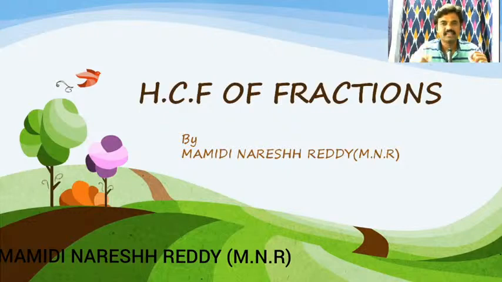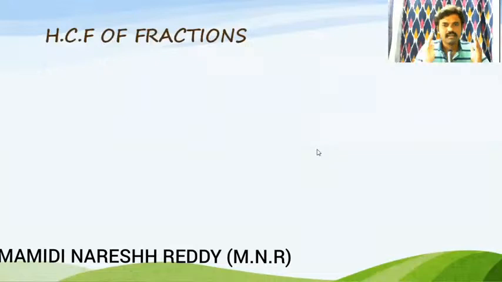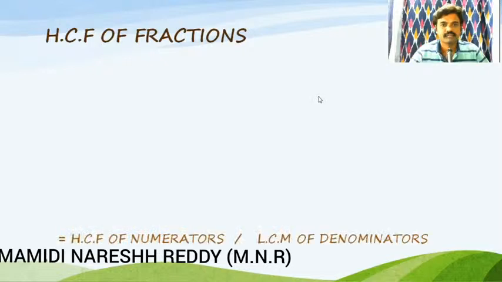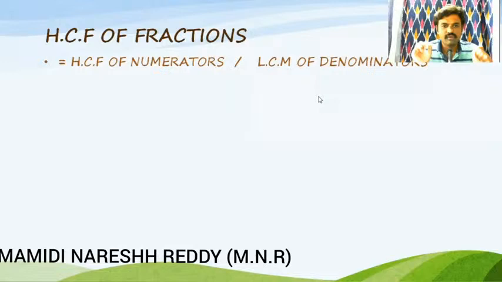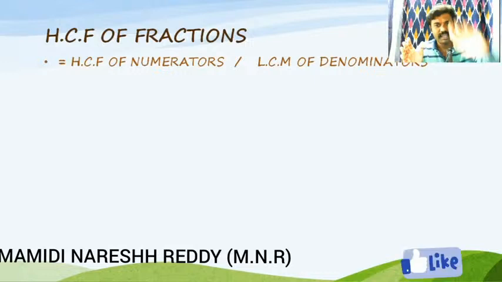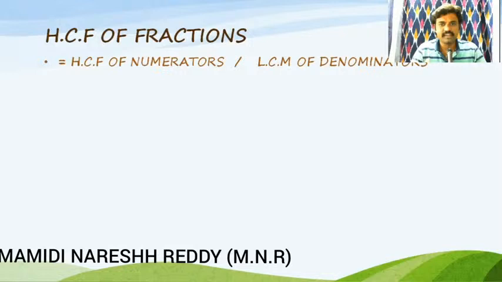It is an amazing mathematical trick to find the HCF of fractions. There is an amazing formula: HCF of numerators by LCM of denominators. Just like with LCM, where we found the LCM of numerators and HCF of denominators, here in the case of HCF we need to find the HCF of numerators. Was it awesome? Let's see how we can find it.